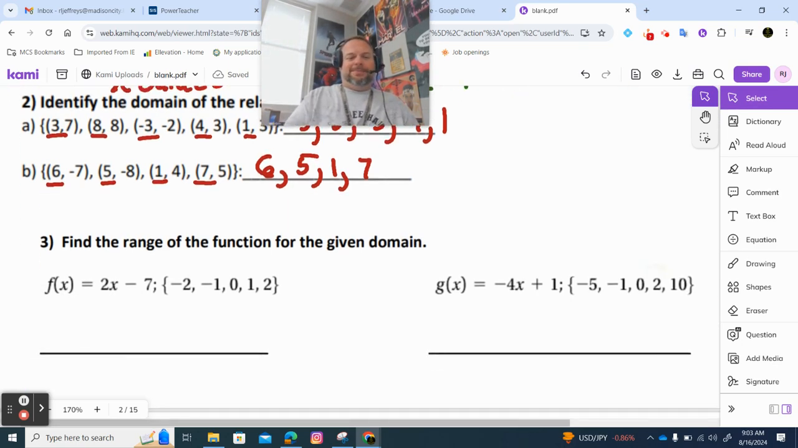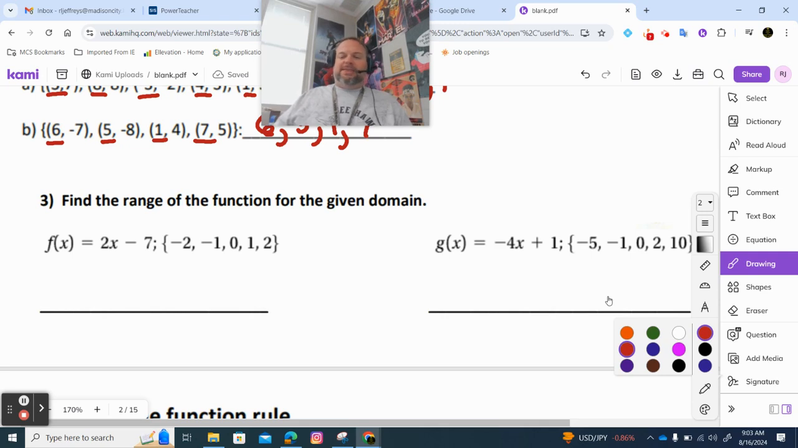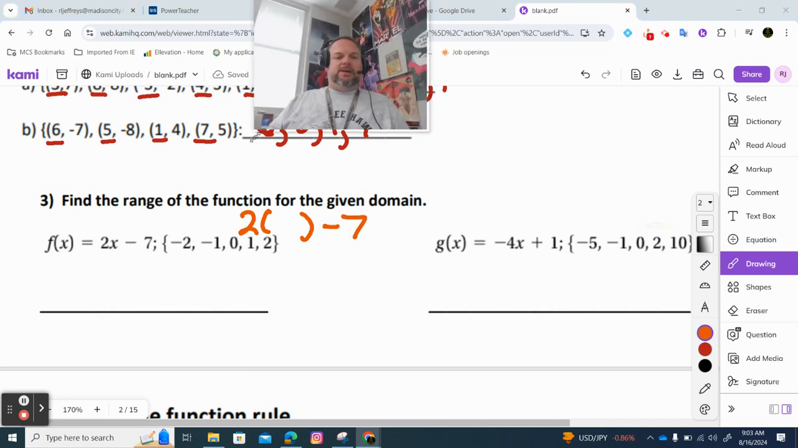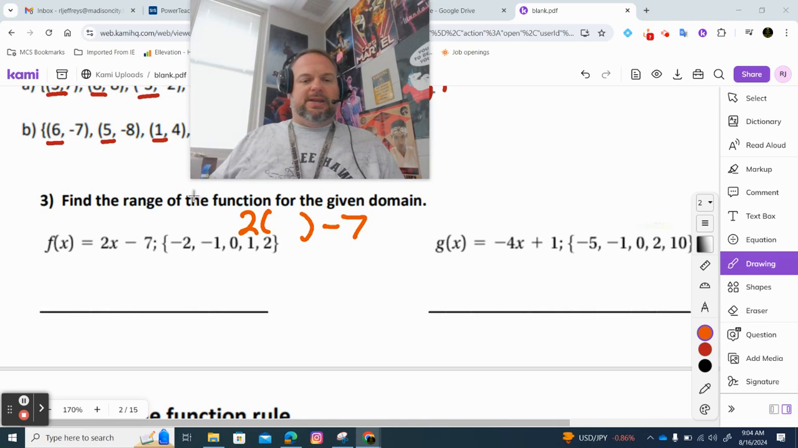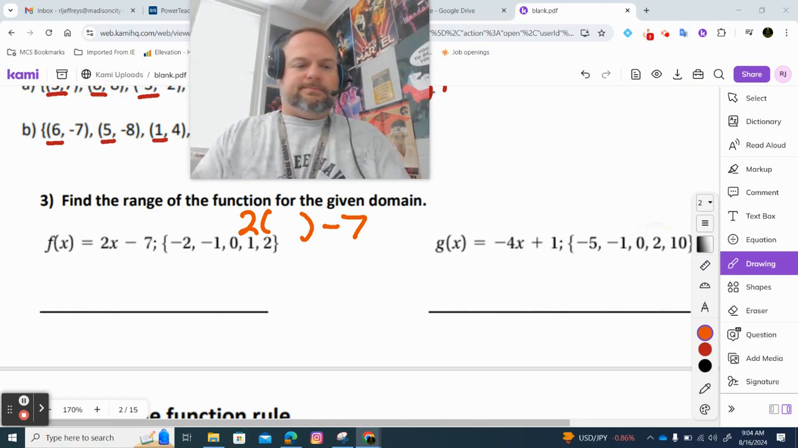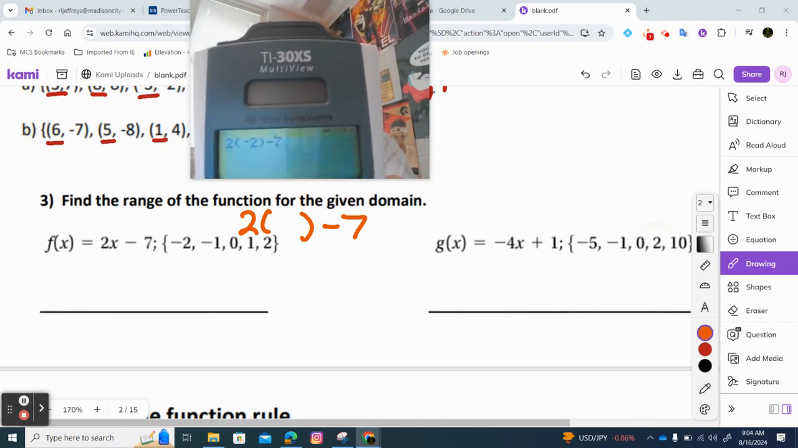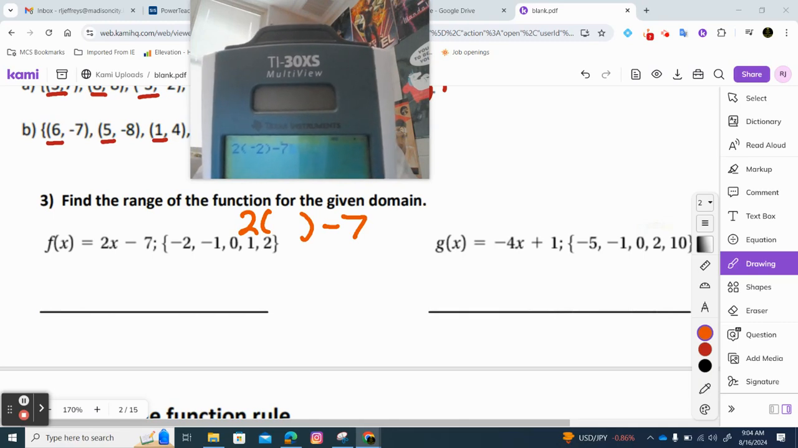Number three. All right, number 3. This is a calculator problem. Both of these. What we are going to do each time is plug in each one of these numbers into the calculator. Now, again, there's a reason why I write stuff like that, because that's how we plug it into the calculator.